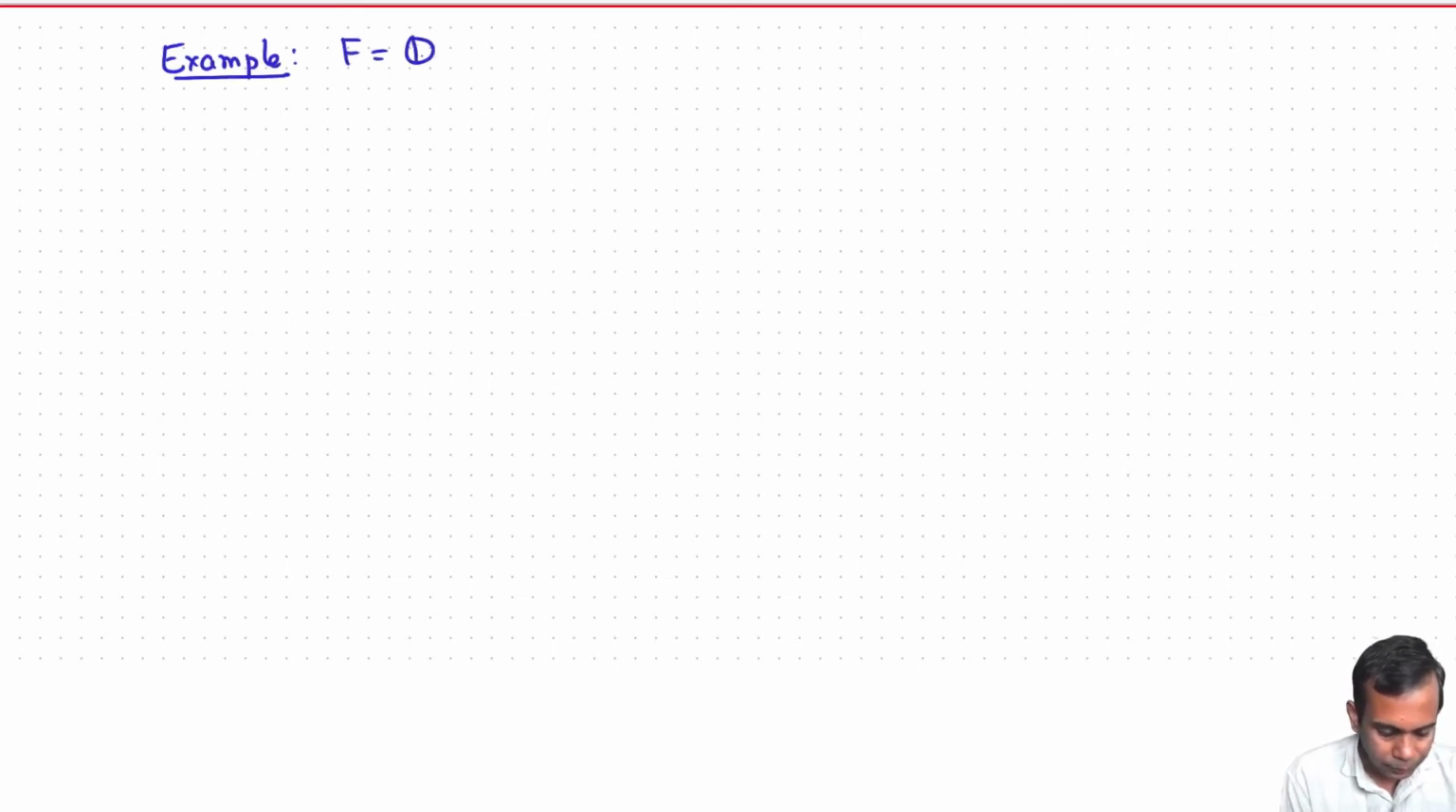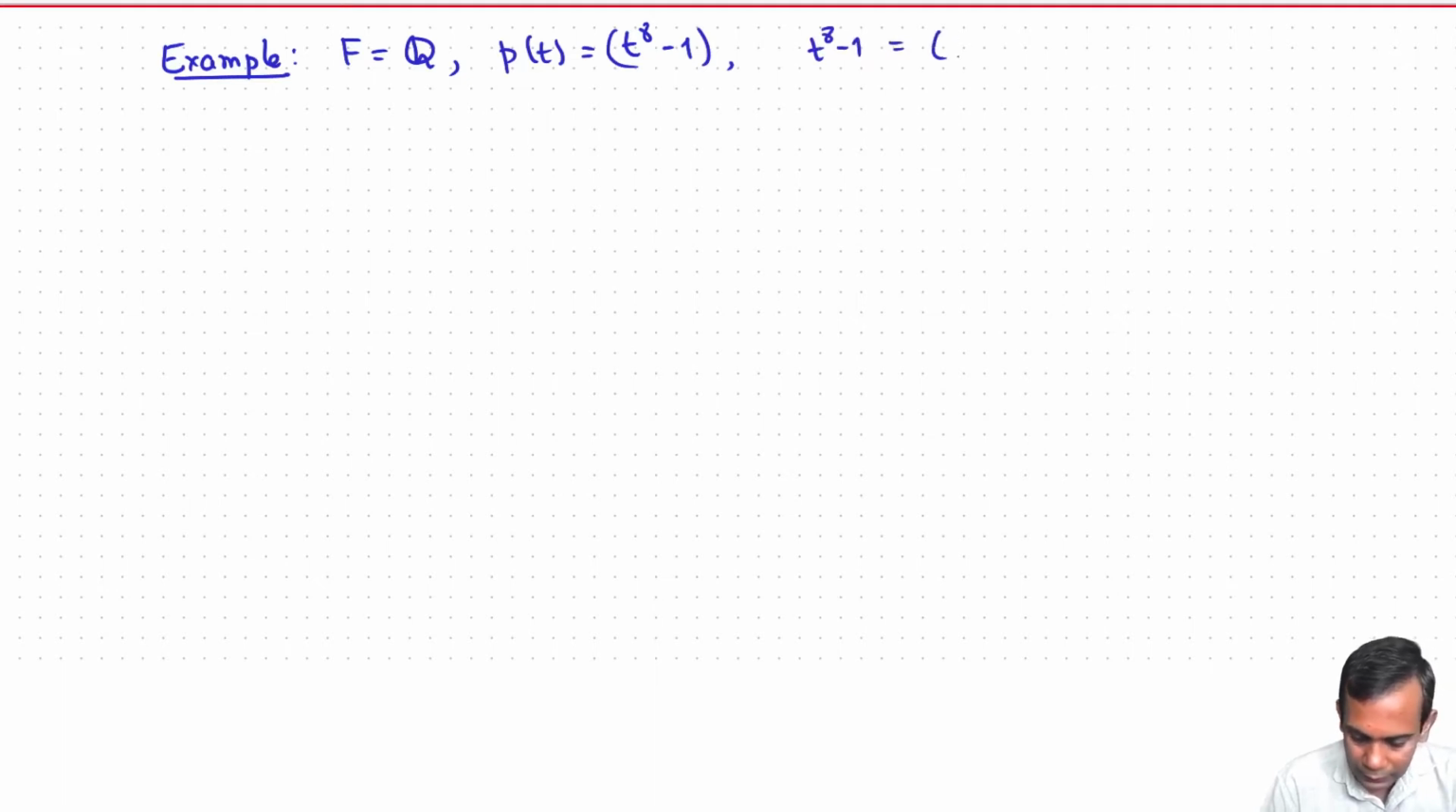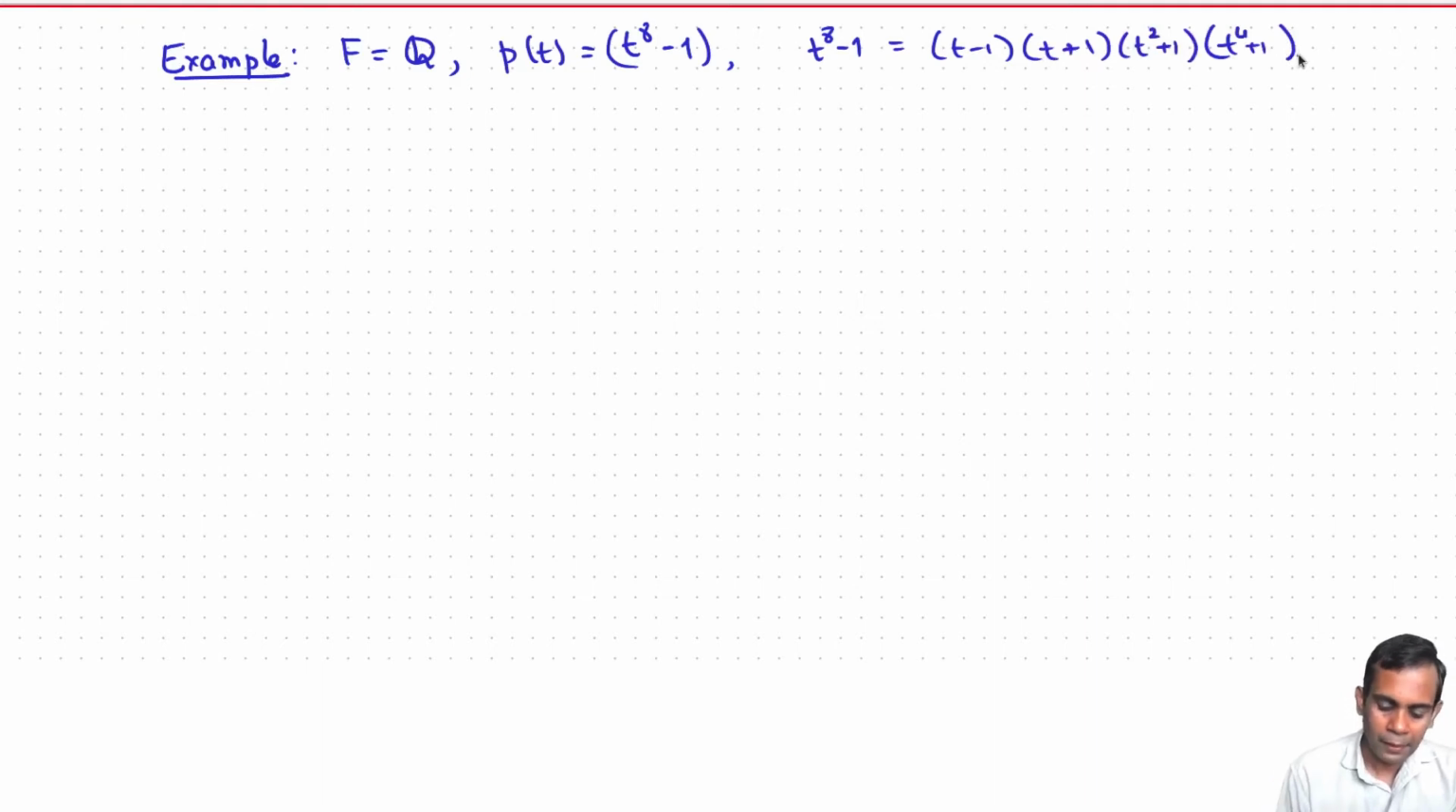F is Q, and let's take the same p(t) = t to the power 8 - 1. And once again we have this factorization, just copy it from last time. t to the power 8 - 1 is (t - 1)(t + 1)(t squared + 1)(t to the power 4 + 1), and these polynomials t squared + 1 and t to the power 4 + 1 are irreducible over Q.